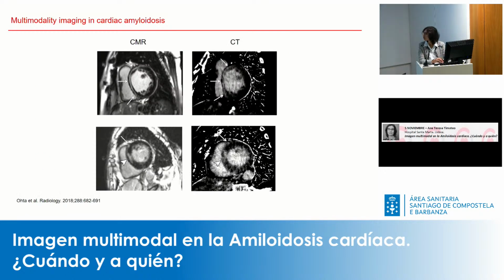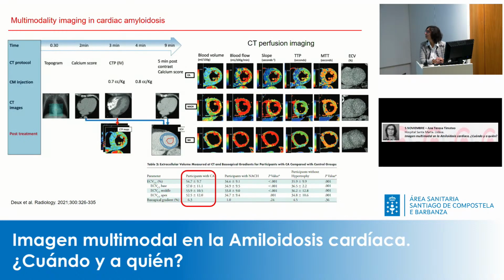These are 2 examples that compare head-to-head CMR and CT with late gadolinium enhancement and late iodine enhancement. As you can see, they are exactly in the same location. So this can be in the future an alternative when patients cannot undergo CMR.